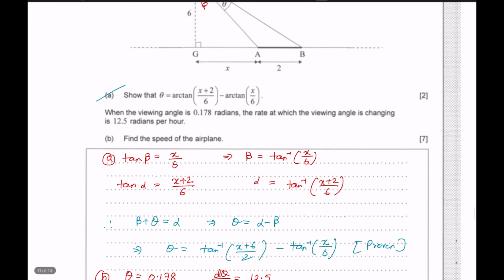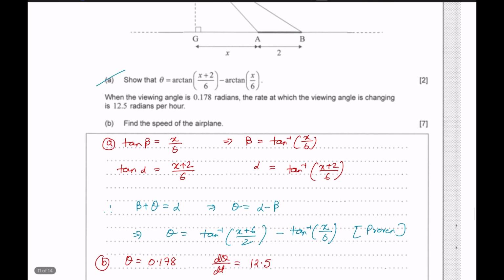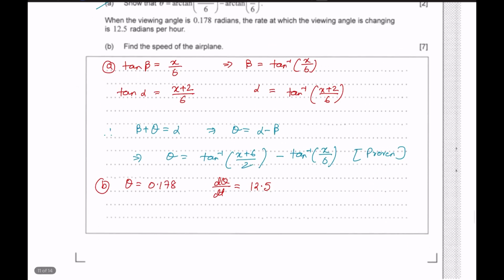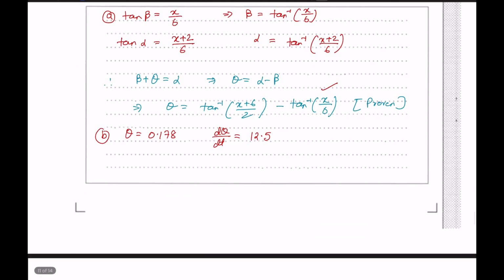First, from theta, see what can be done here. We can find the value of x from this given value of theta. Just have to plug in theta in this equation and solve for x. 0.178 would be tan inverse A minus tan inverse B. I can club them together as tan inverse of A minus B. Oh, I made a small mistake here. It's tan inverse of (x plus 2) over 6. Tan inverse of A minus B divided by 1 plus AB, x plus 2 by 6 times x by 6.